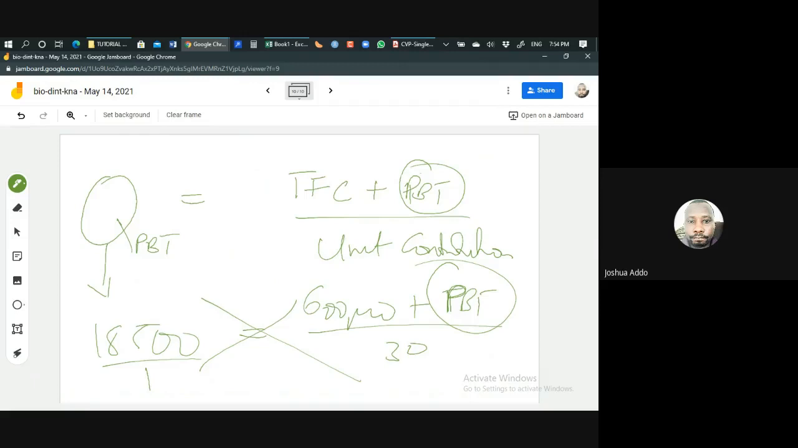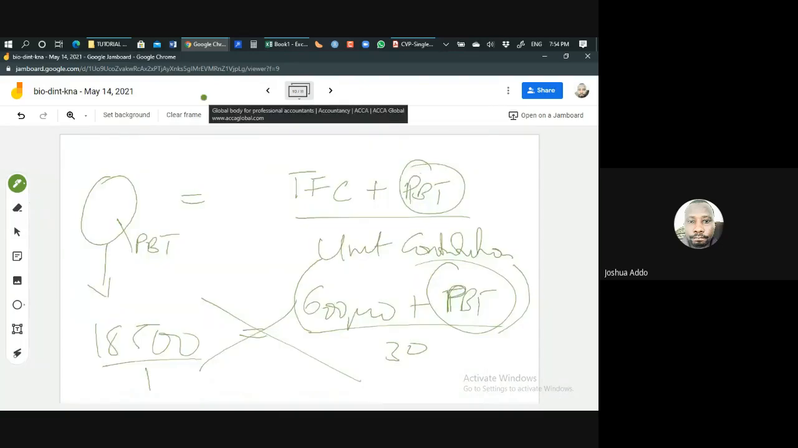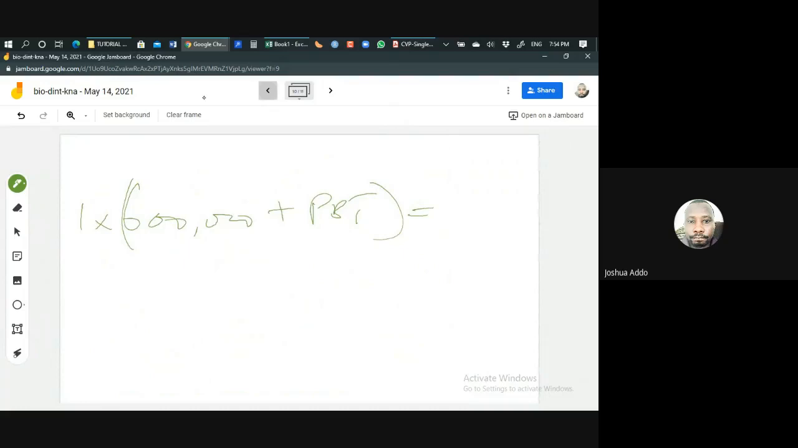So we cross multiply. Cross multiplying means that the whole of this 6 plus PBT will be multiplied by 1, and 18,500 will be multiplied by 30. So we'll get 1 times 600,000 plus PBT is equal to, remember, there's an equal sign, the cross multiplication of 18,500 times 30. So 600,000 plus PBT is equal to 18,500 times 30.